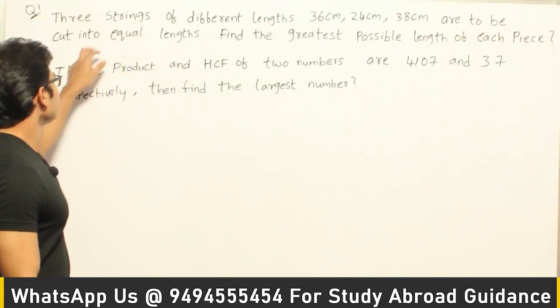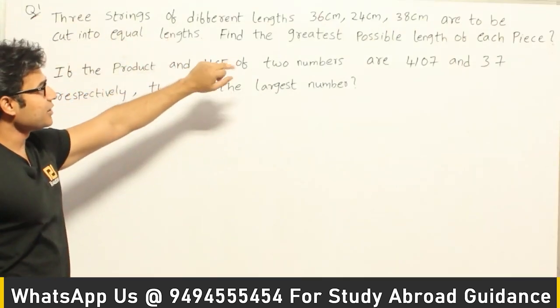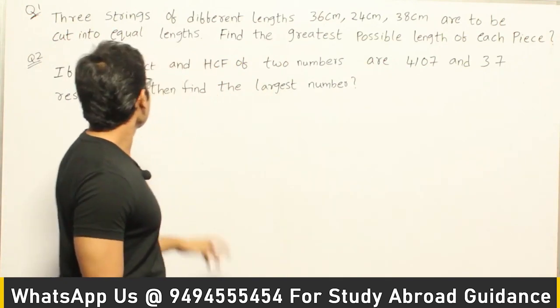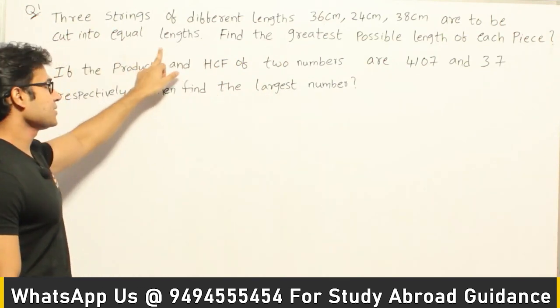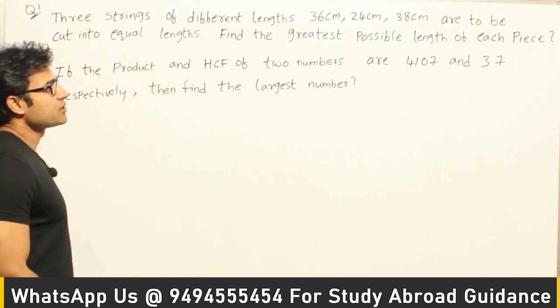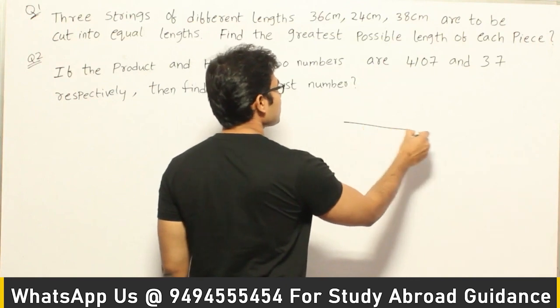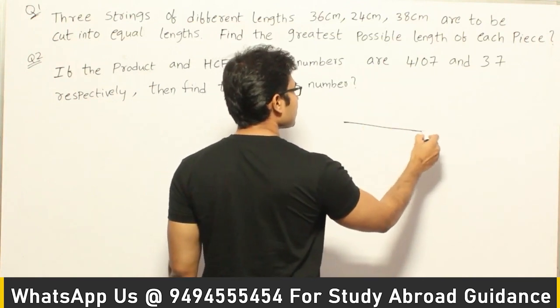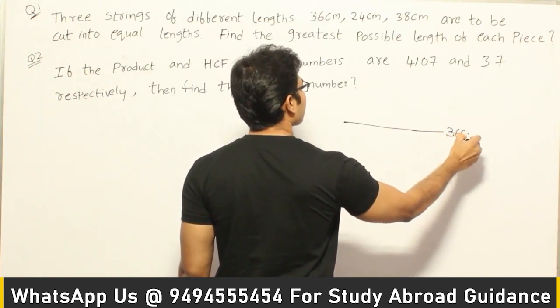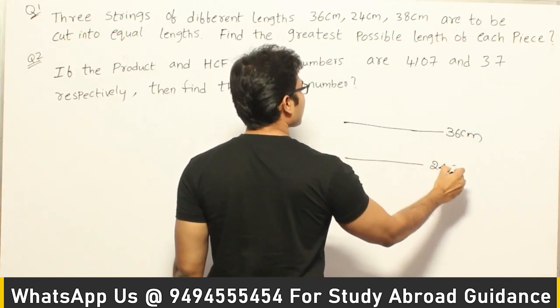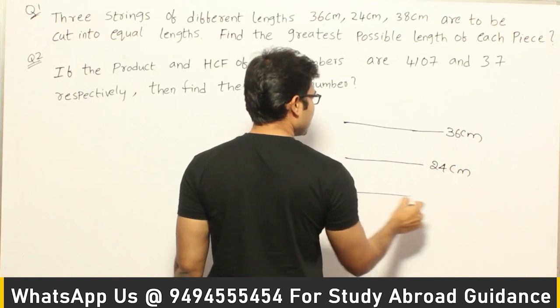Now let's see this. Three strings of different lengths, 34 centimeters, 24 centimeters and 38 centimeters, are to be cut into equal lengths. Then find the greatest possible length of each piece. They are saying that there are three different strings. So one is of 36 centimeters, and the other one is 24 centimeters, and the other one is 38 centimeters.